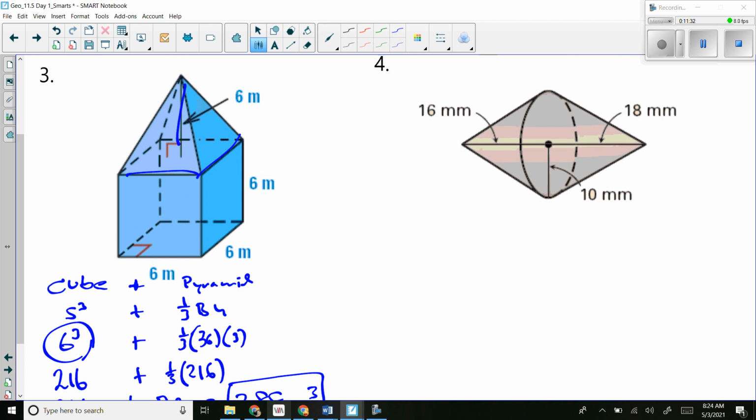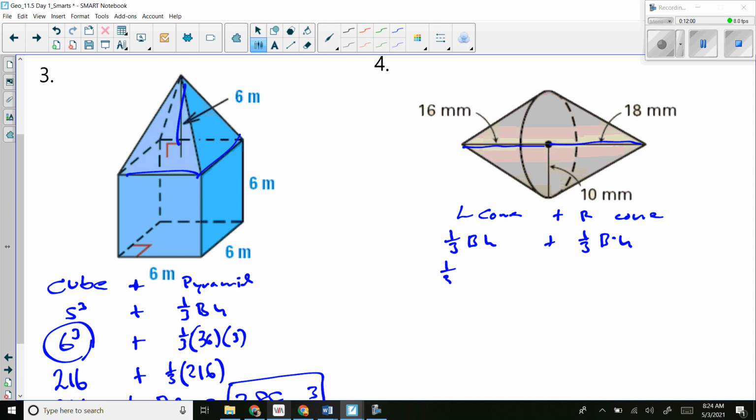Okay, the next one is two cones put together. These are very similar. They're going to have the same circular base, but the height of the left cone is 16, and the height of the right cone is 18. So if we think left cone plus right cone, then we're going to do our formula, 1/3 area of the base times the height, plus again 1/3 area of the base times the height.